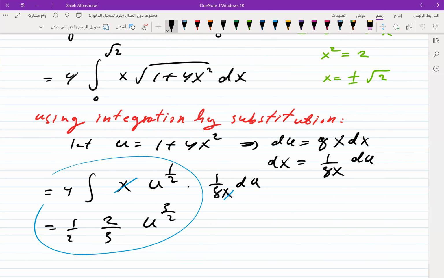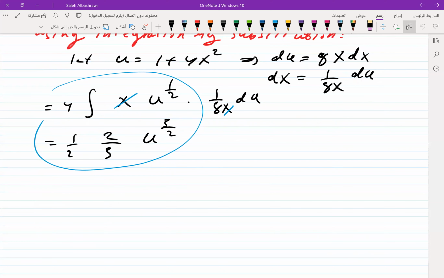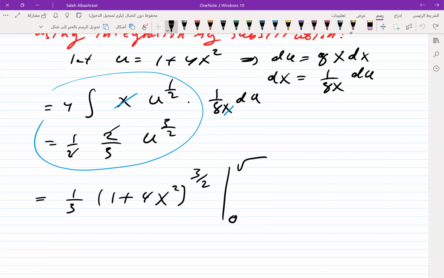Write it back as a function of x. So the integration will be 1 over 3, with u substituted by 1 plus 4x squared to the power 3 over 2, from 0 to square root of 2. So the integration is equal to 1 over 3 multiplied by 1 plus 4x squared to the power 3 over 2.